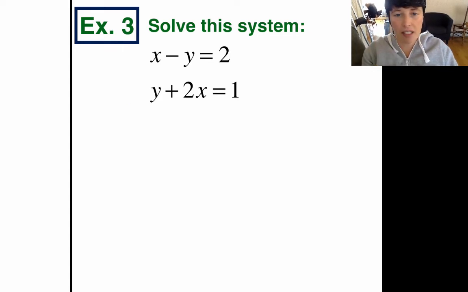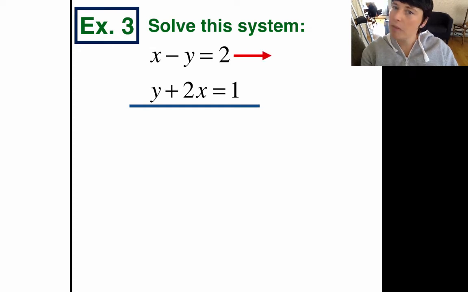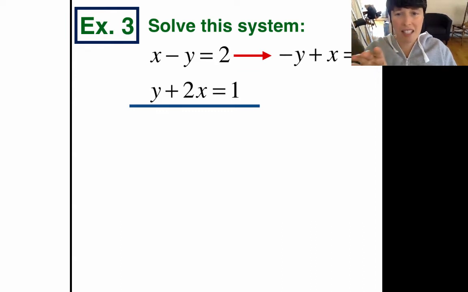We don't have them lined up. That's kind of a problem when I go to do my adding and subtracting. So here's what I'm going to do. I'm going to draw an arrow over, and I'm going to rewrite this problem. Instead of x minus y, I'm going to change it to negative y plus x equals 2. Mathematically, that's the same thing.